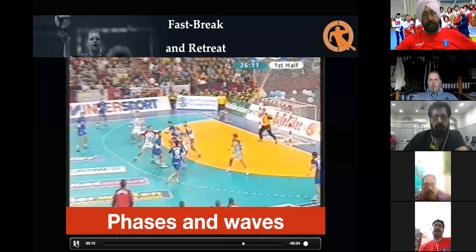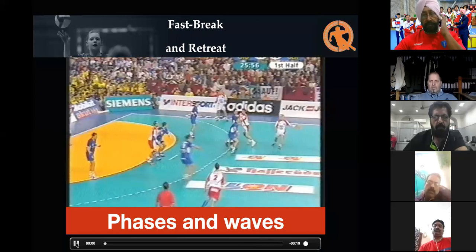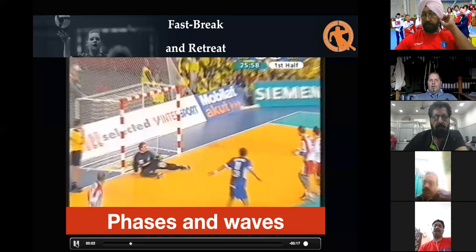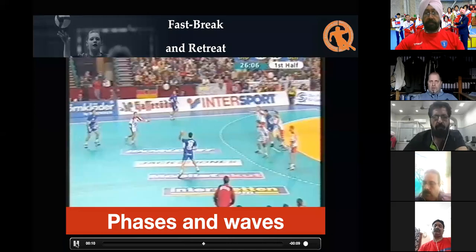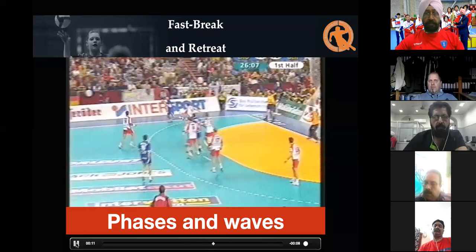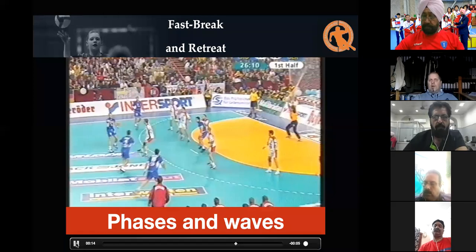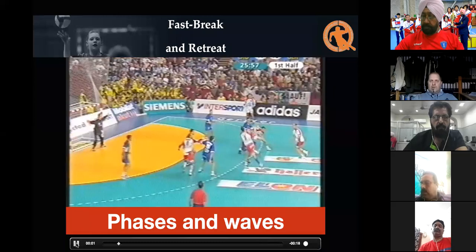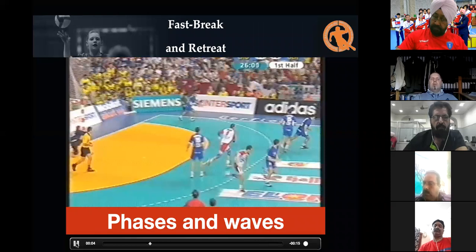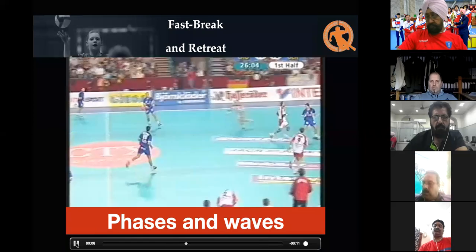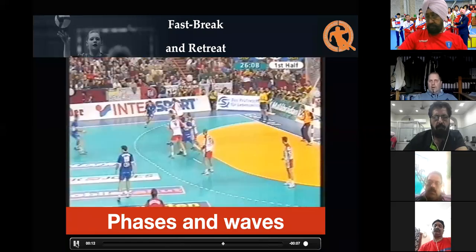So very clever made from the blue team, continuously passing and finally the free player in the right wing position. Pass, pass, pass, pass. So this is typical third wave action because they came to the attack position, the defense was not well organized, and they continued the ball circulation and pressurized the defense without interruption. And that's it.